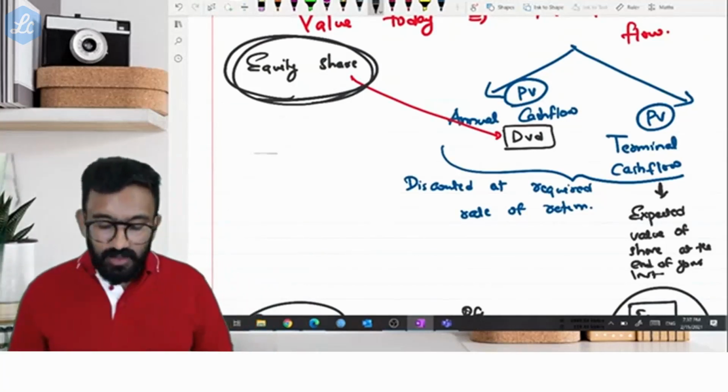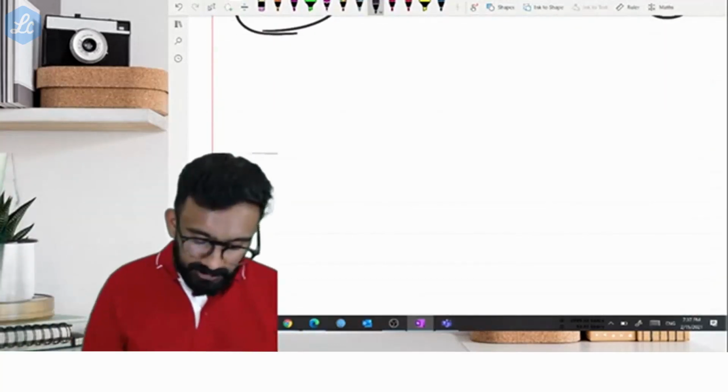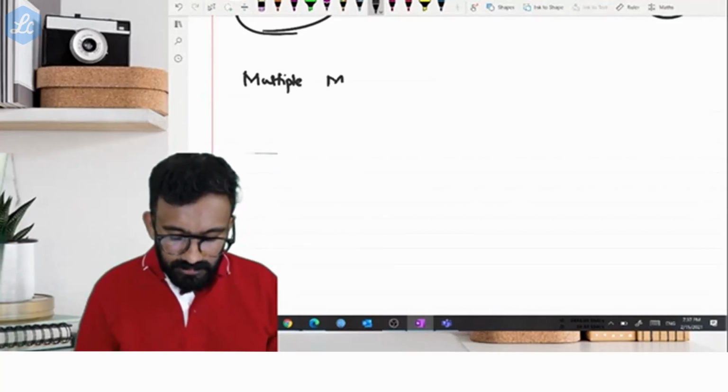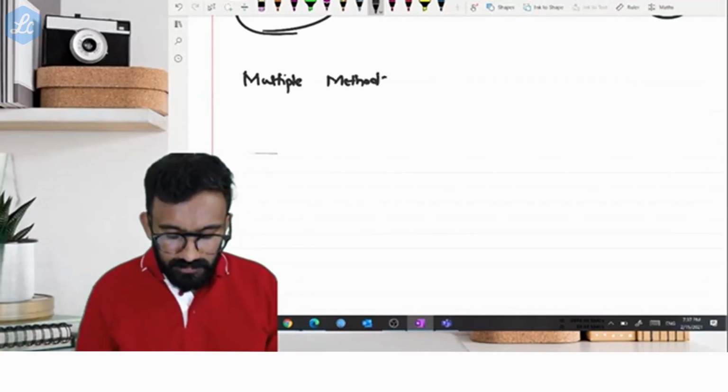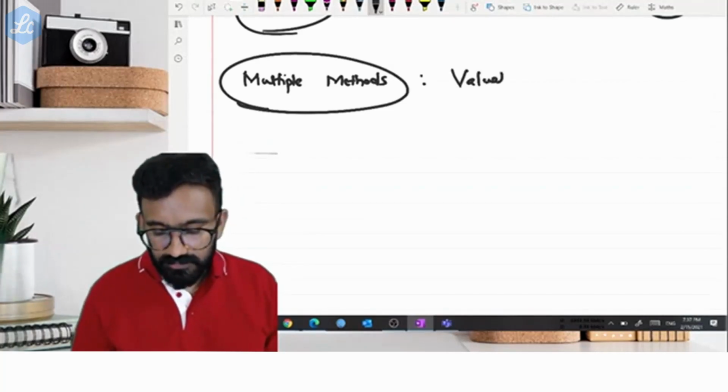So in such cases, how do you substantiate your valuation concept? That's why you have multiple methods in valuation. Okay.